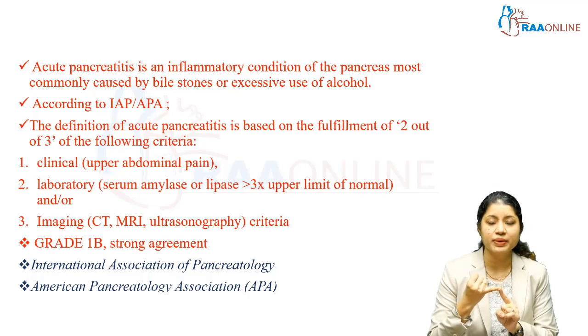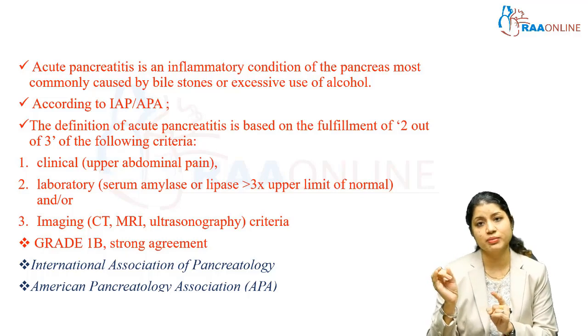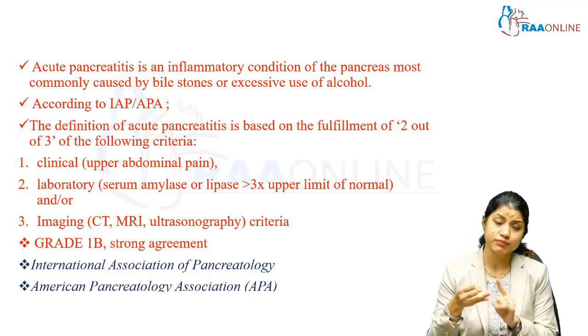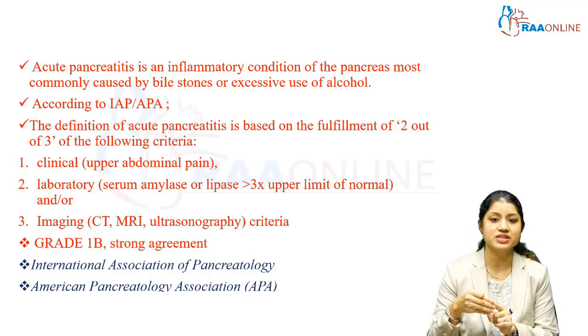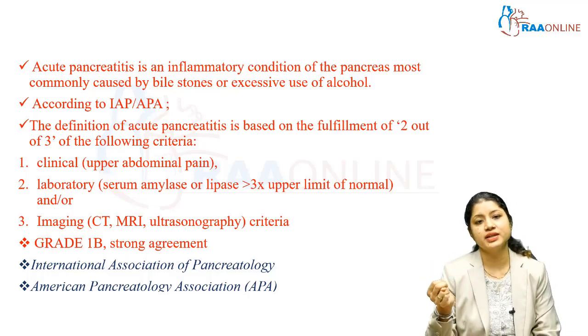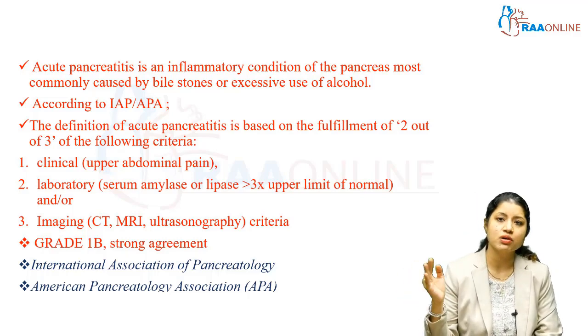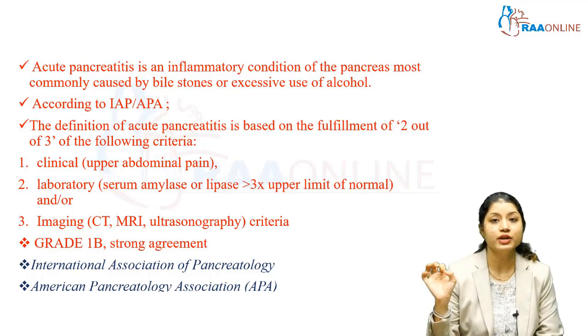As we all know, a patient comes with pain abdomen, and whenever a patient comes with pain abdomen, we first think of pancreatitis, especially in the background history of alcoholism, and we try to do amylase and lipase, wherein we find the serum amylase or lipase level more than 3 times the upper limit, and then we do an imaging either in the form of ultrasound or CT or MRI. So the IAP or APA defines that 2 of the 3 criteria should be fulfilled, that is upper abdominal pain, an increased amylase or lipase, or a radiological imaging showing that there is an inflammation of the pancreas. And this is a grade 1B recommendation which has a strong agreement.